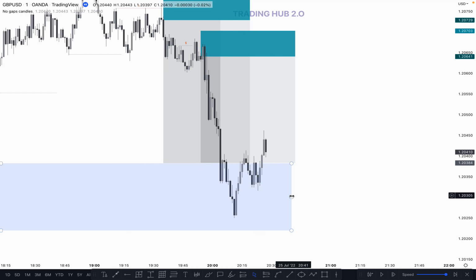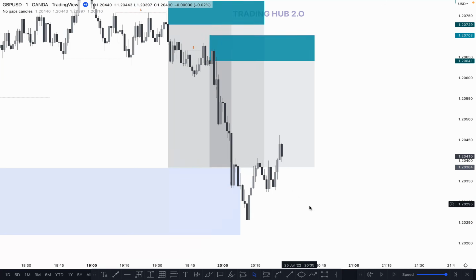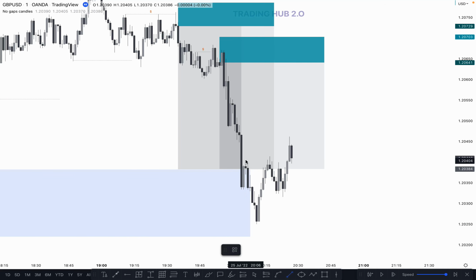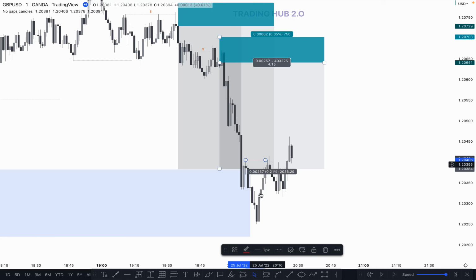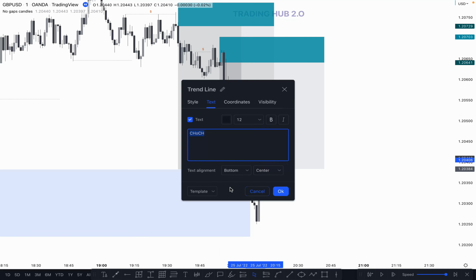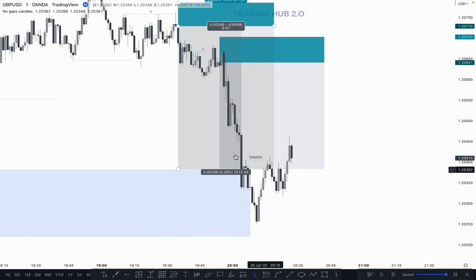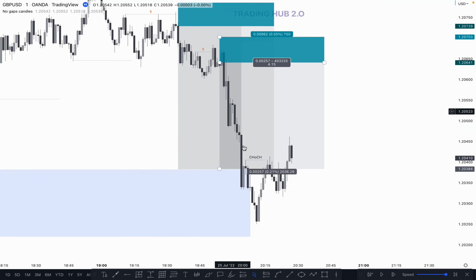Market tapped on this POI, which one is here. After tapping this POI, where is our change of character? As I mentioned, market tapped on the POI zone, then market pushed higher. After taking out this high, this is also called a valid change of character because market already tapped on the POI zone. If market did not tap on the POI zone and created a structure like this, that's called a liquidity sweep.